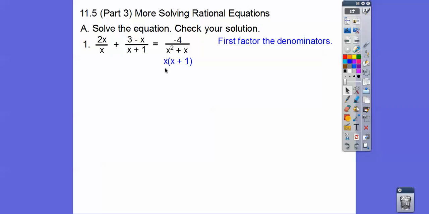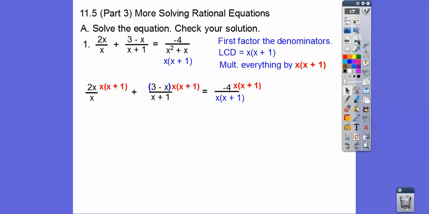Now, if we get x equals 0 or x equals negative 1, we've got to toss those out. Remember that in the last two lessons? We can't have 0 in the denominator. So if x equals 0 or x equals negative 1, we've got to toss those out. Those are called extraneous solutions. So the LCD is x times x plus 1, and we're going to multiply everything by that. So there it is right there.